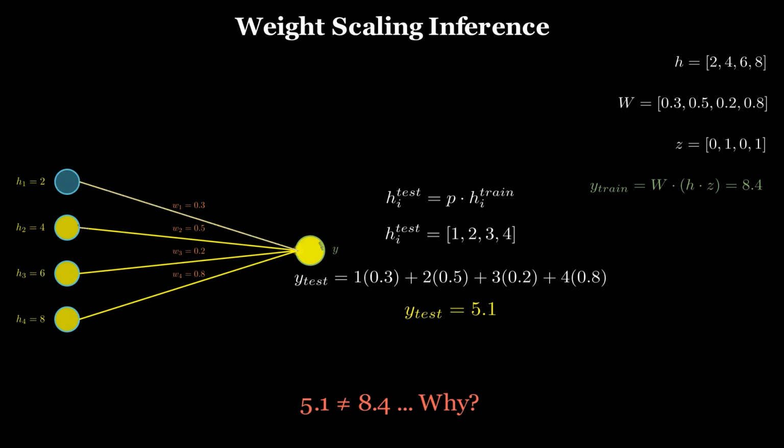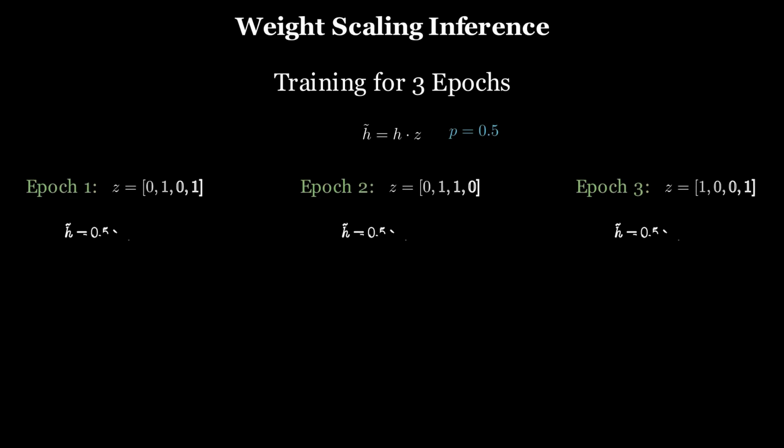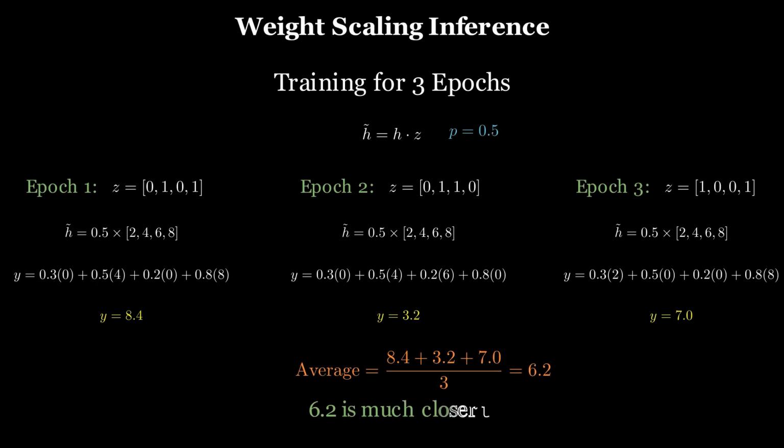So why is that? Because we have trained the network only a single time, where the possible random variable chosen from dropout was this. But we know we train the network for several epochs. So let's say even if we train it on the same input for 3 epochs, then the result will look something like this. Then the average will be 6.2. This is much closer to 5.1 than 8.4.